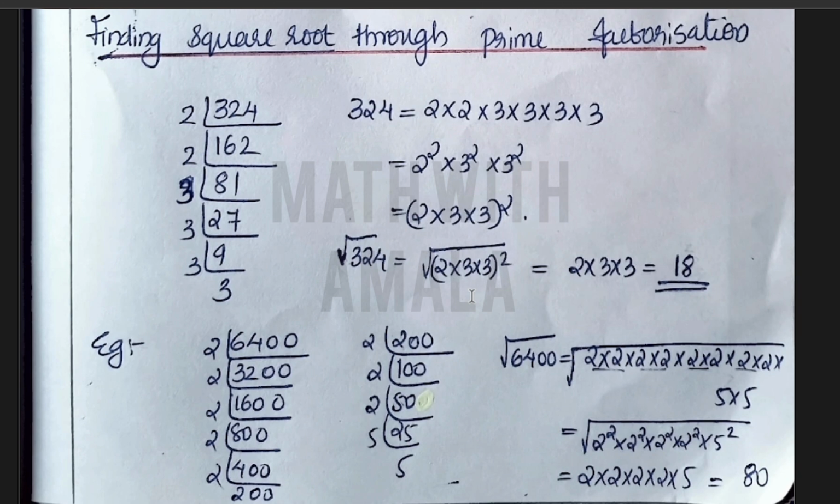Hence, the reason for not writing 3 raised to 4 and writing 3 raised to 2 is just to take the whole square and put it in the root form. Here the answer is root of 2 into 3 into 3 the whole square. Here the root and square will get cancelled. That's equal to 2 into 3 into 3, that is 18. Likewise, you can find the square root of 6400.